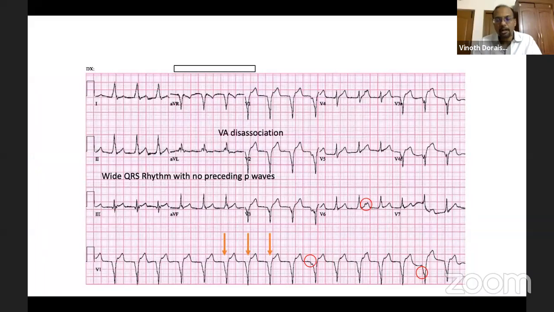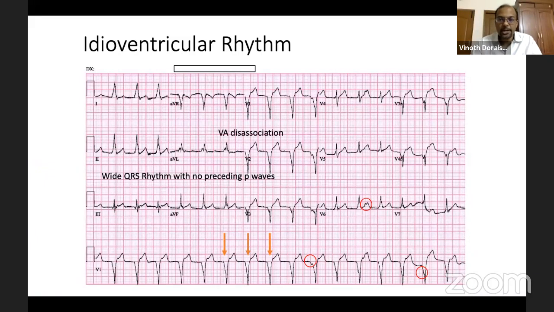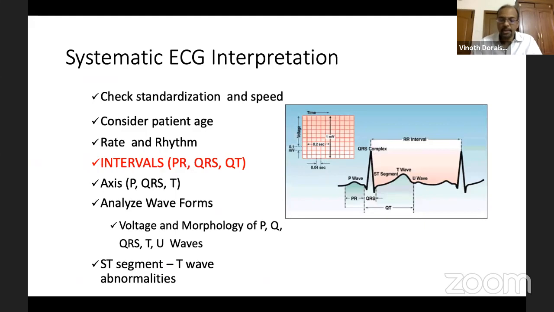No relationship between the QRS complex and the P wave. So this is an idioventricular rhythm. So this is coming to the rate and the rhythm.